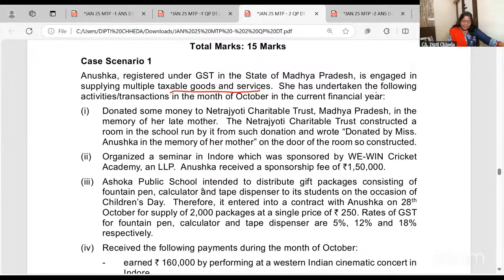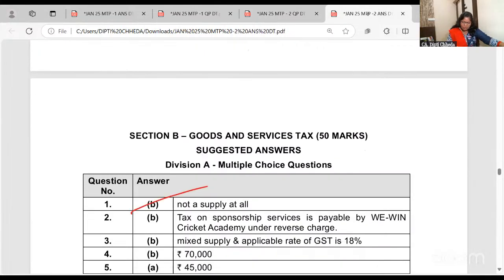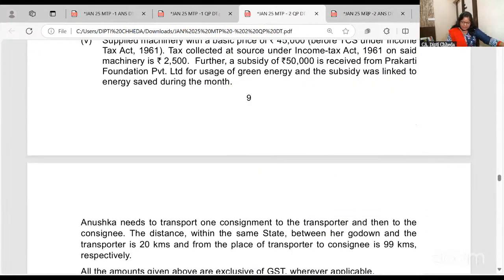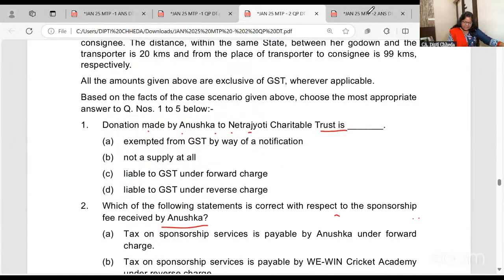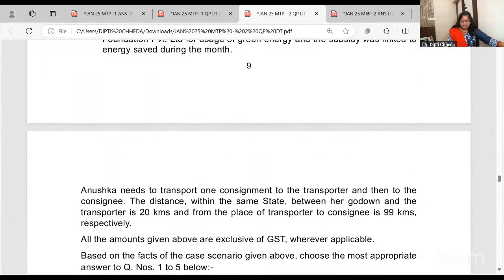Case scenario. Donated some money to Netralaya Trust in memory of the late mother. She constructed a room and on that she has written "donated in the memory of the mother." But whenever you donate and behind that you advertise, it's going to be taxable. Here there's no advertisement, so this is not a supply. It's not taxable only. It's exempt by notification here. It's not a supply only.